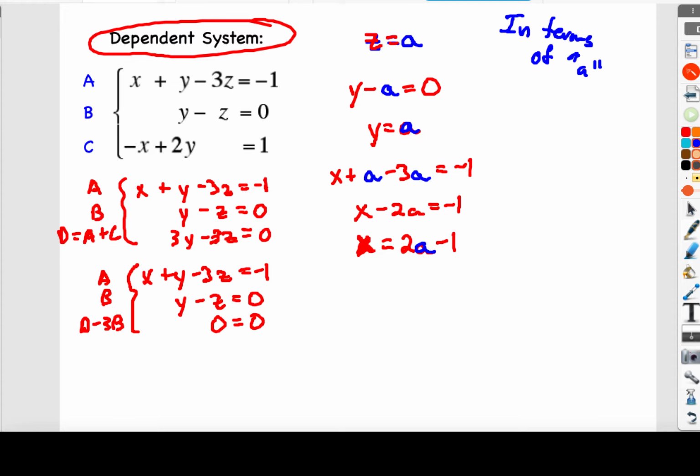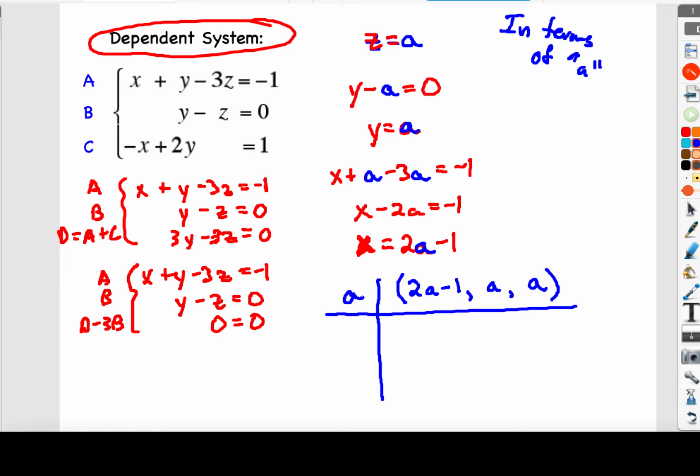So if I want to represent the system, what I can do is I can say, well, this is really the coordinate point, 2a minus 1, comma, a, comma, a, right? Z equaled a, y equaled a, and x equals 2a minus 1. So now if I want to represent a few different coordinate point answers, all I have to do is pick an a value, such as, say, 0, and I could find a coordinate that will definitely solve my system. If I plug 0 in for a, well, 0 times 2 is 0, minus 1 is negative 1.